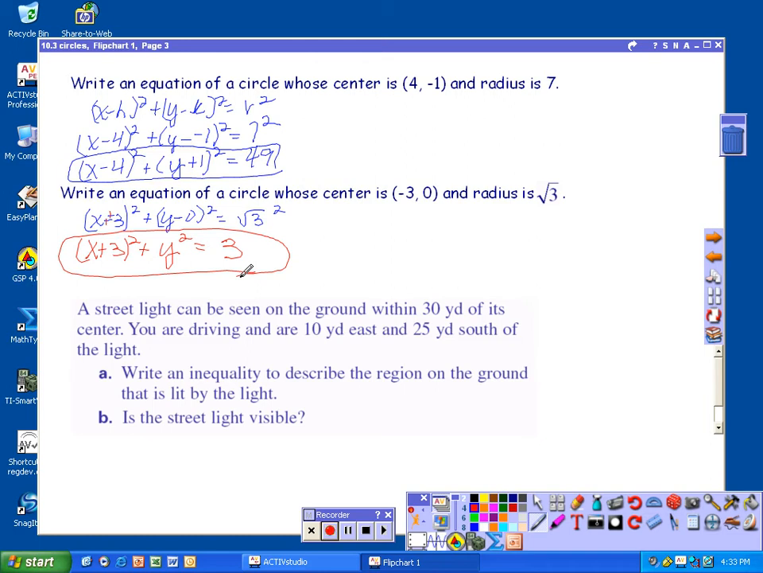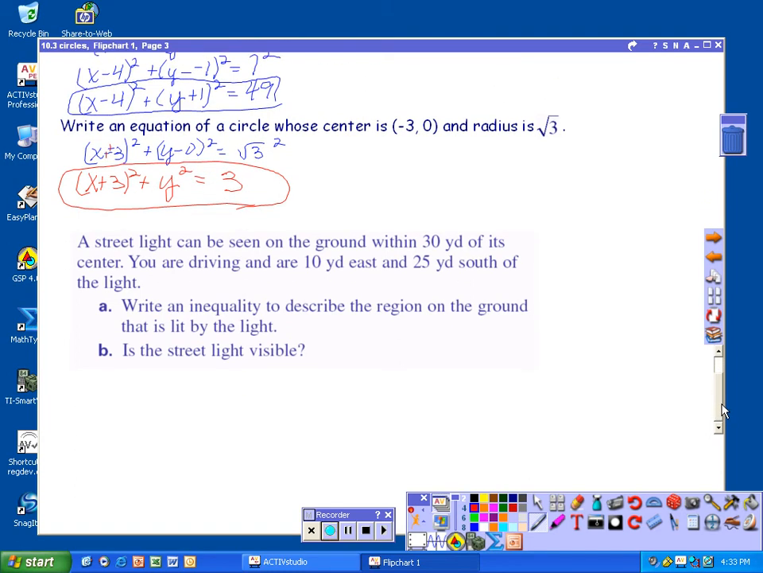And to show you a use of circles in real life, let's take an example. A street light can be seen on the ground within 30 yards of its center. If you are driving and are 10 yards east and 25 yards south of the light, write an inequality to describe the region on the ground that is lit by the light. So here's my street light, and it can be seen on the ground within 30 yards of its center. So it can be seen here, 30 yards of its center. If you are 10 yards east, so I go 10 east and 25 south, will you be within the circle of the light?